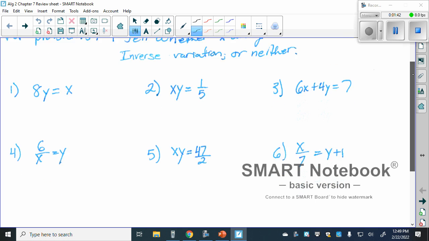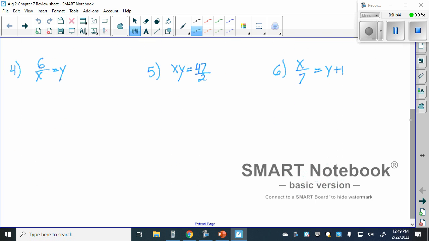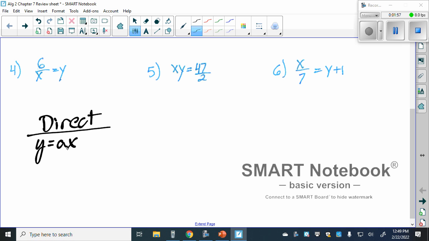Now, we're going to go on and start with these here with direct and inverse variation, or neither, is what we're trying to determine with these here. Now, the direct variation equation was y is equal to a times x. If an equation comes in this form, we know that it's going to be direct variation. Realistically, x and y don't make a whole big difference, because it could also be x is equal to a times y. They're the exact same thing.